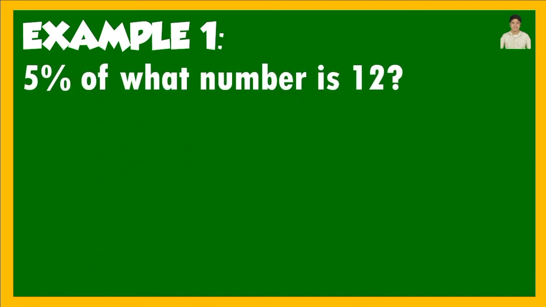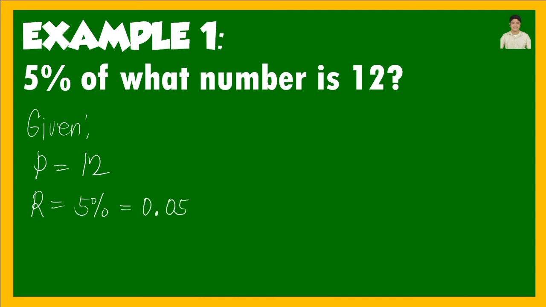So let's have example number 1. 5% of what number is 12? So let's add the given. So the percentage here is 12. And then rate is 5%. So if we are going to convert 5% into decimal, this will become 0.05. Hindi po siya 0.5. Kapag 0.5, that is 50%. Pag 5%, 0.05 or 5 hundredths. Next, base po natin dito is the unknown. Now, let's have the solution.